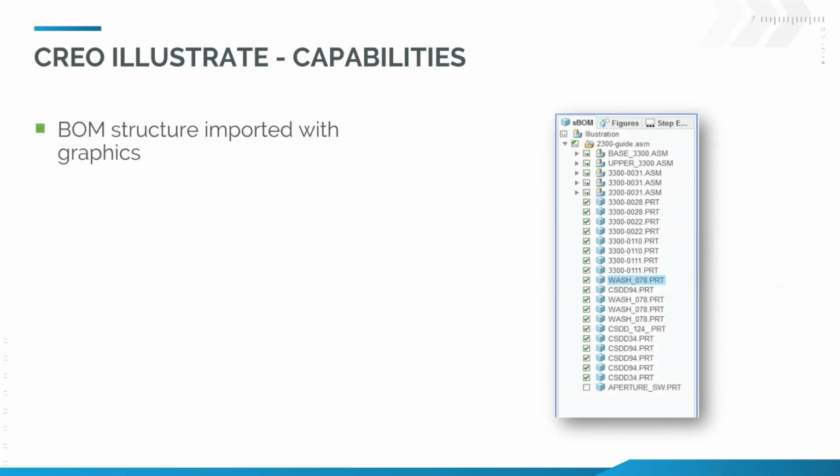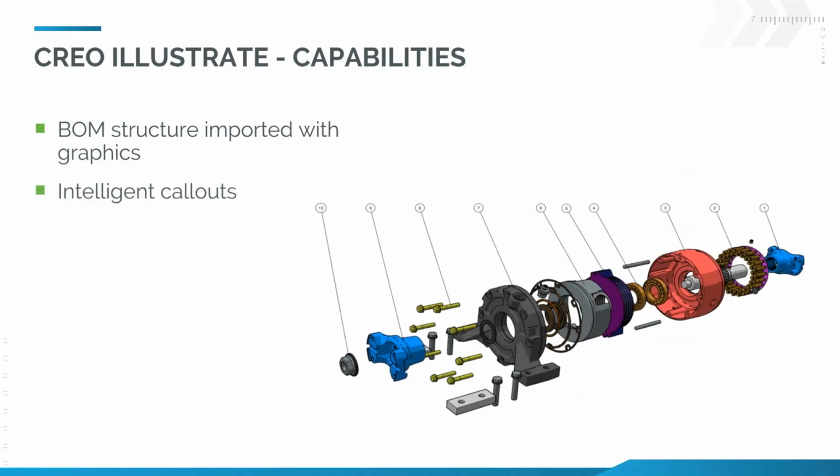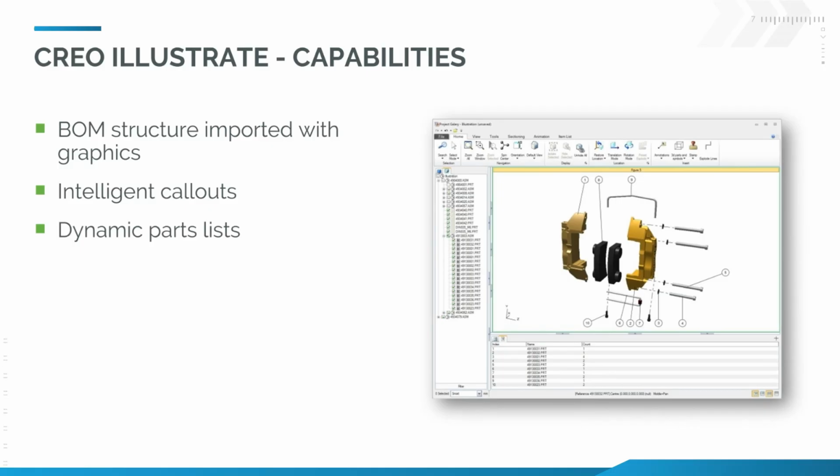You do also have the ability to add, work with, and edit a bill of materials specific to an illustration project file. And there are callouts in the program that can be dynamically tied to those 3D objects, which can then be used to build part and catalog pages, as well as dynamic parts lists.